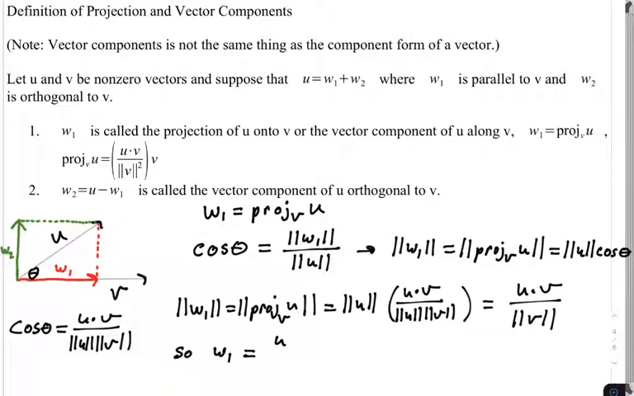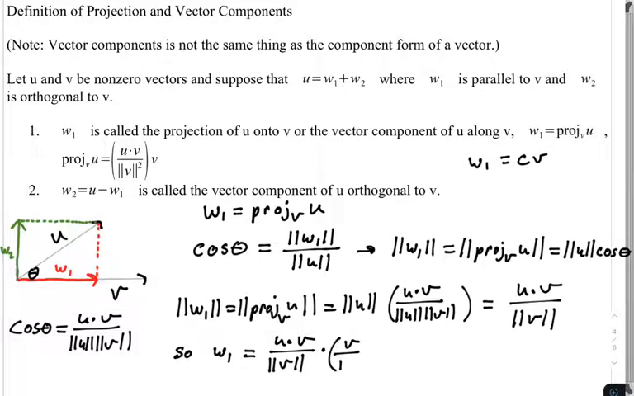So w1 is equal to u dot v over the magnitude of v, and w1 is in the direction of v, so it's going to be parallel. So the u dot v over the magnitude of v, that is the c when we have parallel vectors. So we'd have w1 is equal to cv, and we already know what the magnitude is. It's u dot v over the magnitude of v. So we want it to be in the direction of v, so that's why we have the v here.